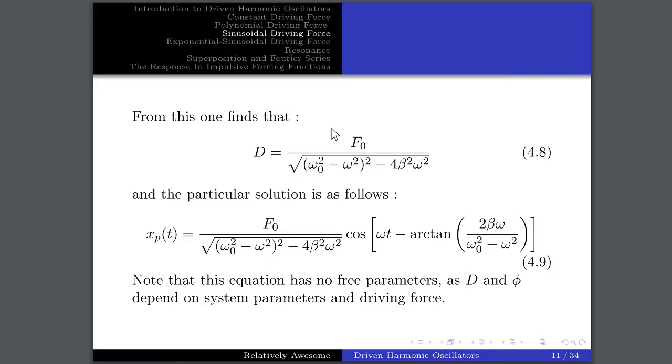And from this one finds that d is equivalent to the amplitude of the driving force divided by the magnitude on the Argand diagram, and the particular solution is as follows. Note that this equation has no free parameters, as d and phi depend on the system parameters and the driving force.